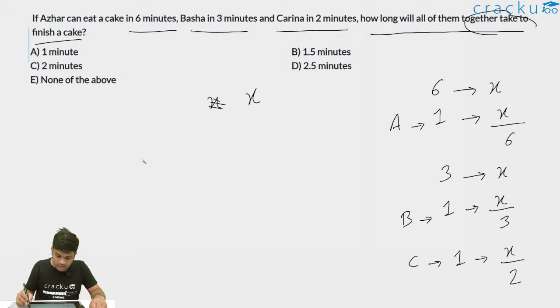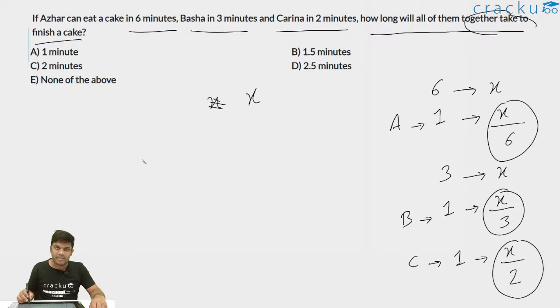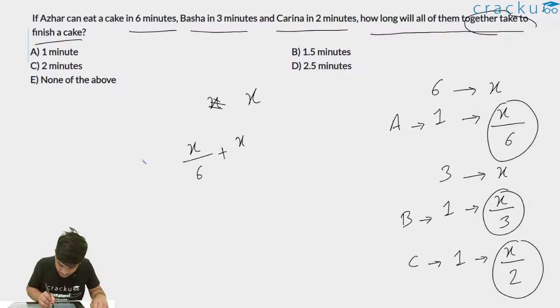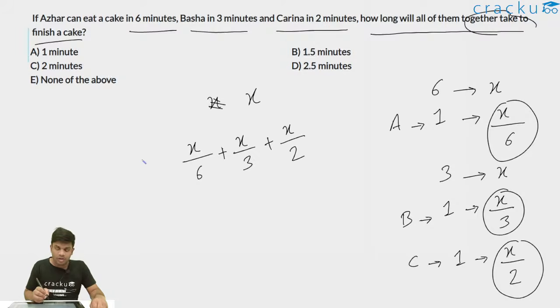So in 1 minute, Azhar ate x by 6, Basha ate x by 3, and Karina ate x by 2. So we will add all three of them to find the amount of cake eaten by them in 1 minute. So it will be x by 6 plus x by 3 plus x by 2. Now it is the addition of fractions.